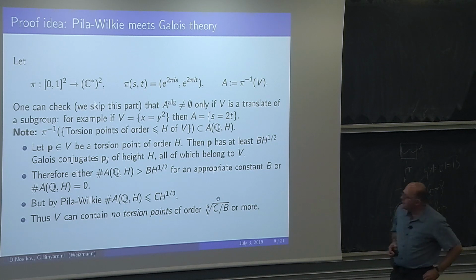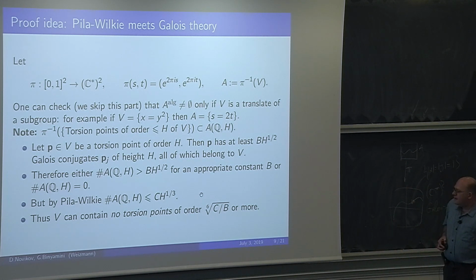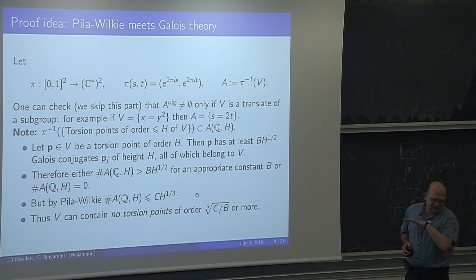So in other words, the bottom line is you use Wilkie to show that the number of points is small, and then you use Galois theory to show that their number is big or 0. Together, it means that their number is 0.